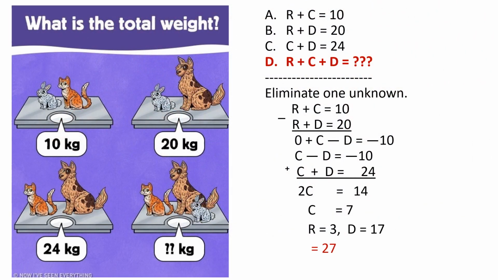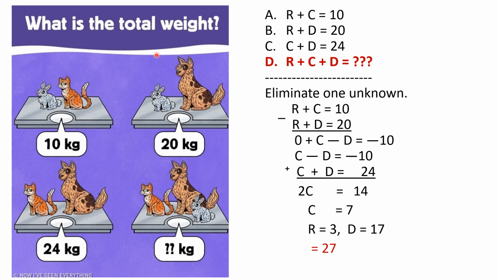What are simultaneous equations? These are equations involving two or more unknowns that are to have the same value in each equation. So what are the unknowns here? The unknowns here are the weights of the rabbit R, C for cat, and D for dog.